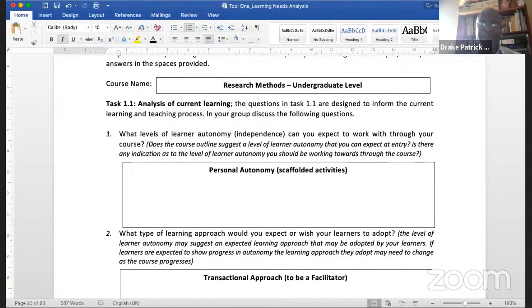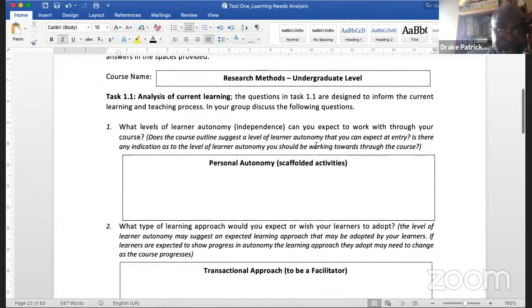Which may not be the case for a PhD student, because he knows these things, he can go and develop an entire concept and bring it together. So that's why at an undergraduate level, personal autonomy was selected with scaffolding activities. Next, can you slow down?